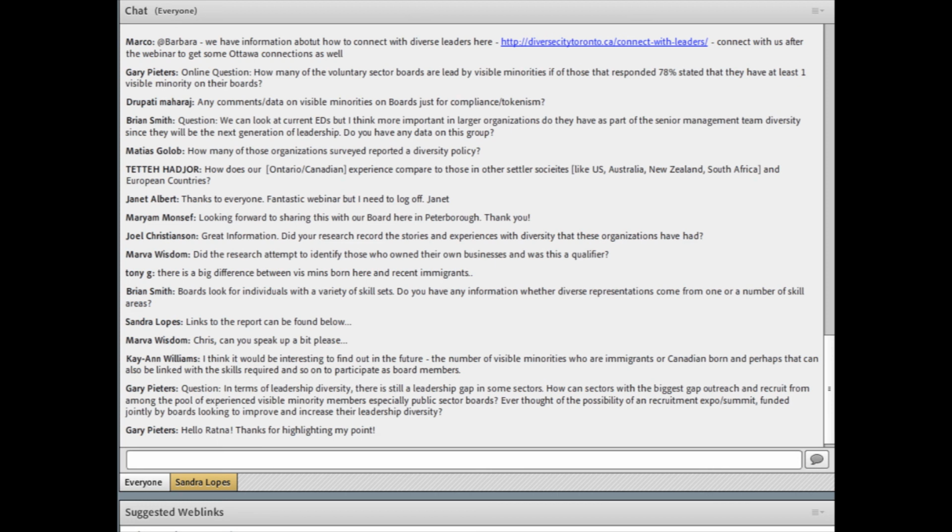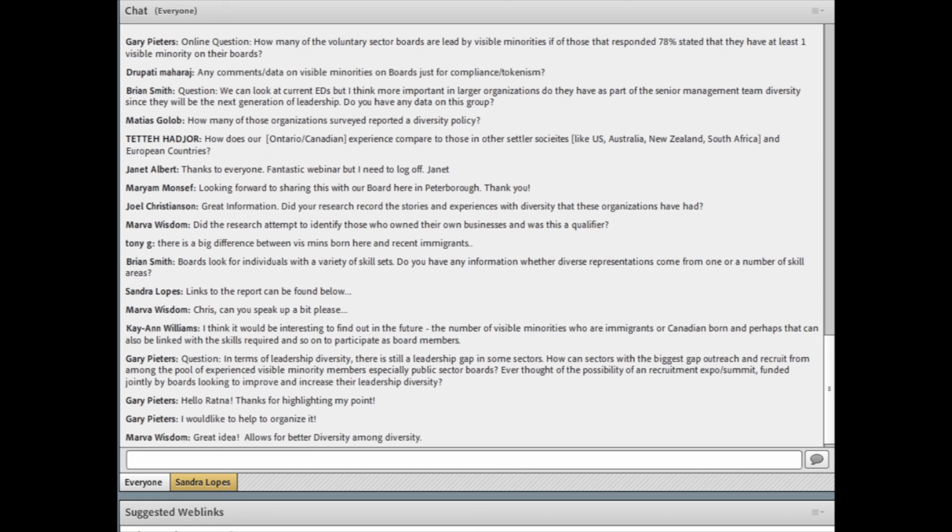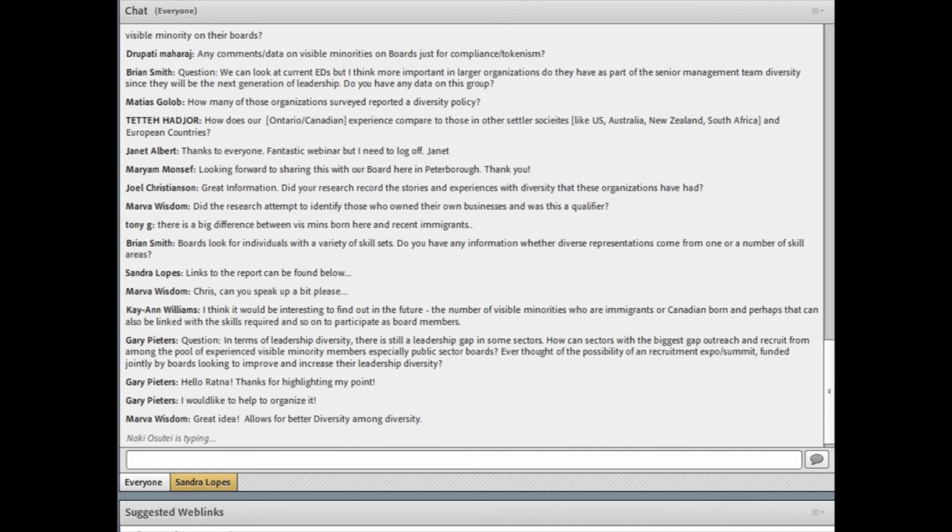Certainly, people are there. It is a myth that visible minorities do not have the experience to sit on large sector boards. Close to 60% of our candidate list has identified exactly those kinds of competencies. Most of them come from business, and they're not on boards quite simply because no one ever asked them.